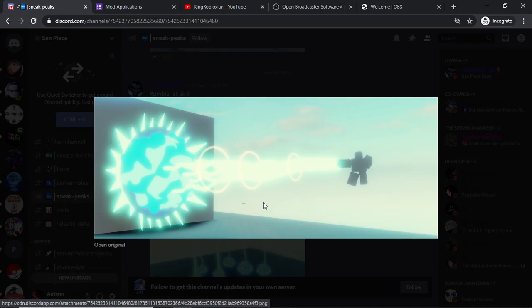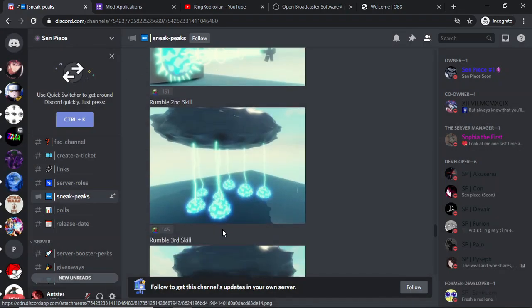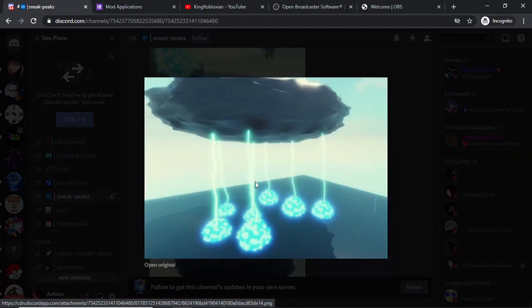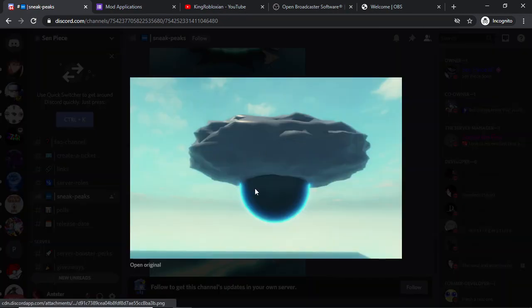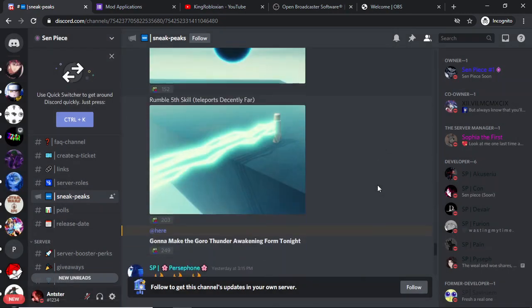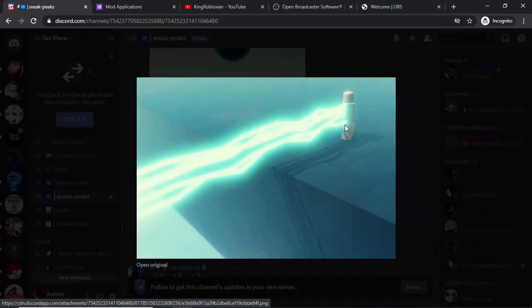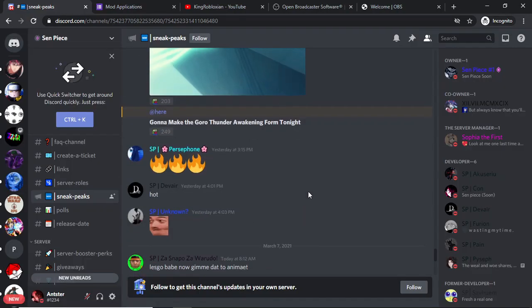Rumble first skill. That looks extremely powerful. Lightning from the sky to the ground. Lightning in one direct location where Enel used mostly. The fourth skill. And the fifth skill is a teleport.